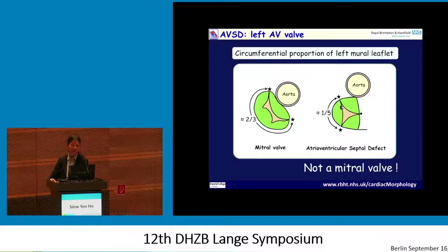The left atrioventricular valve in atrioventricular septal defect we describe as having 3 leaflets, comprising superior and inferior bridging leaflets and a mural leaflet. And the morphometric studies on pathological specimens showed us that this mural leaflet, in the ones that have proper valvar orifices, is about 1/5 of that circumference, whereas if you're talking about a mitral valve, this leaflet occupies about 2/3 of the circumference. So then, those who are very obsessed with terminology don't use the term mitral valve.